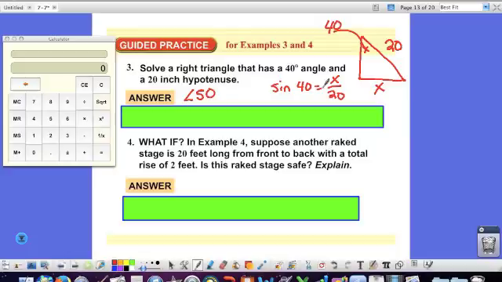So in my scientific calculator, I need to do the sine of 40. That's 0.642787, etc. I'm going to multiply that by 20, and I get 12.85. That's going to round to 12.86 or 12.9.